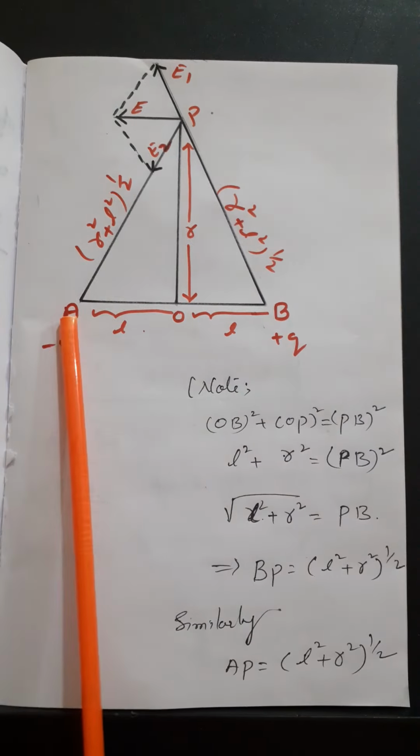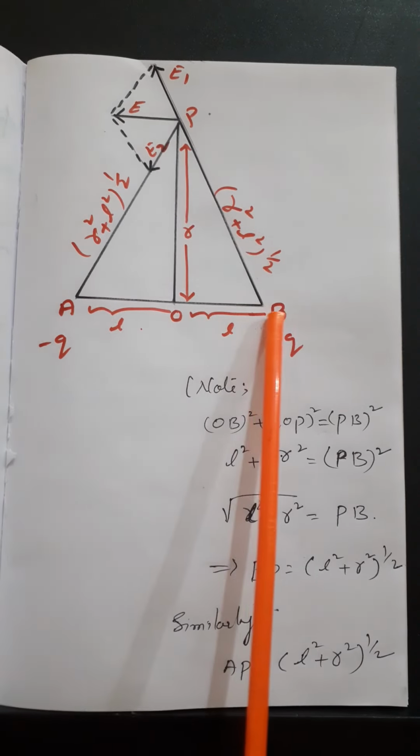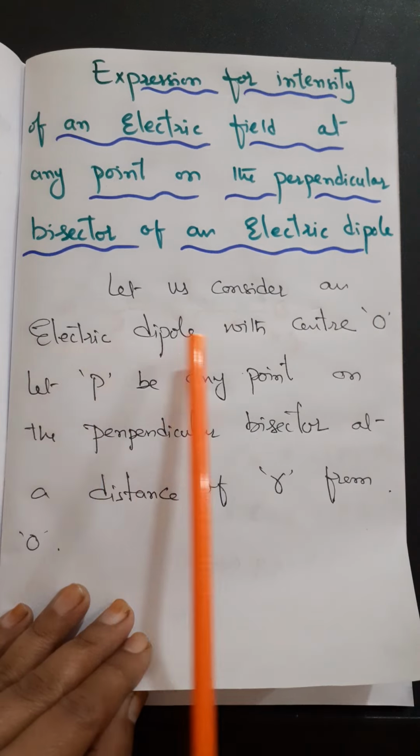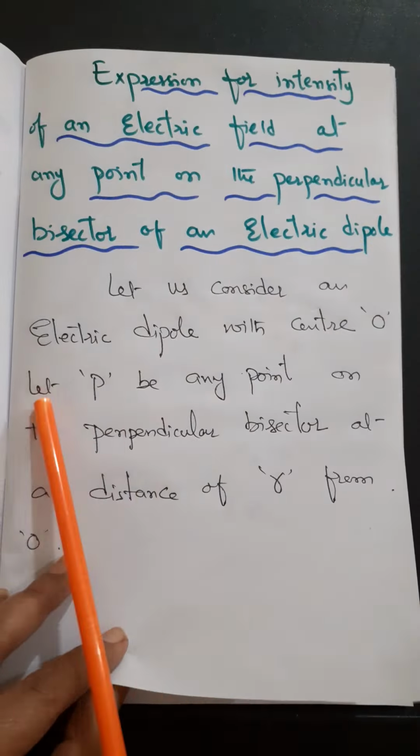Let us suppose AB is an electric dipole. This is the perpendicular bisector. Bisector means it is divided into two parts. Let us consider an electric dipole with center O, and P be any point on this bisector, at a distance of r from O.